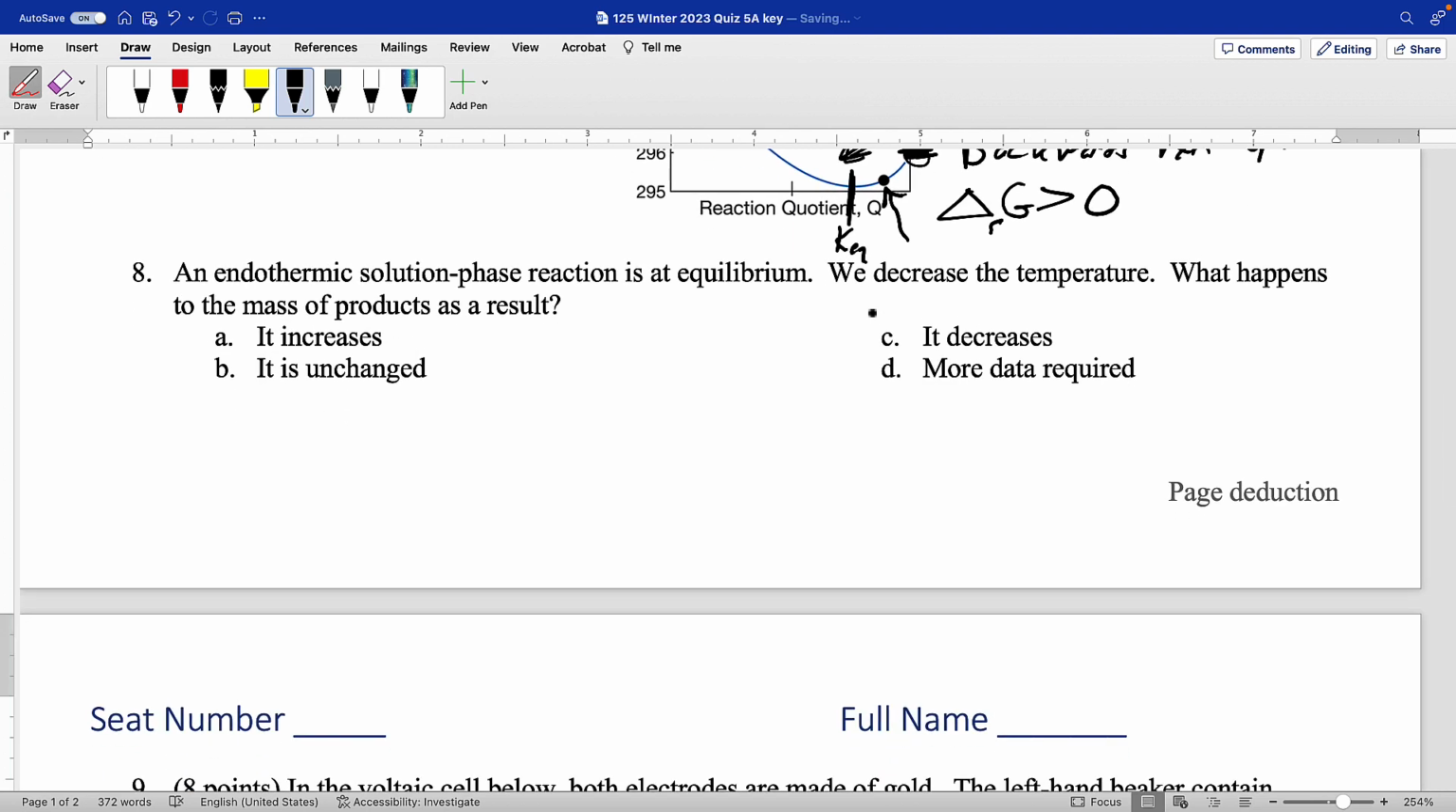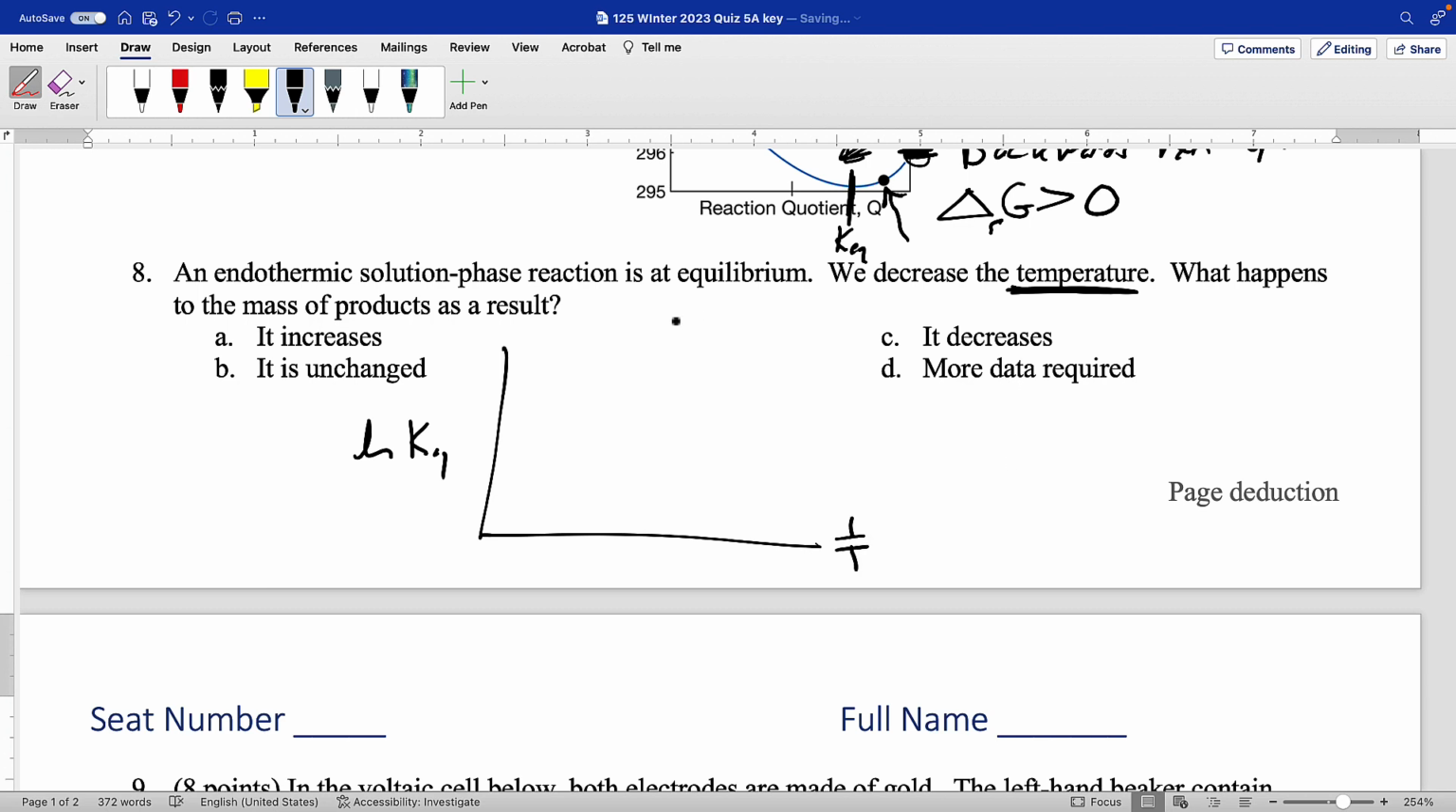All right, an endothermic reaction is at equilibrium. We decrease the temperature. What happens to the mass of products as a result? So once again, Le Chatelier's principle problem, but in this case, we're changing the temperature, which means we're not just changing Q, we're changing K. So the relationship between K and T is given by the van 't Hoff equation.